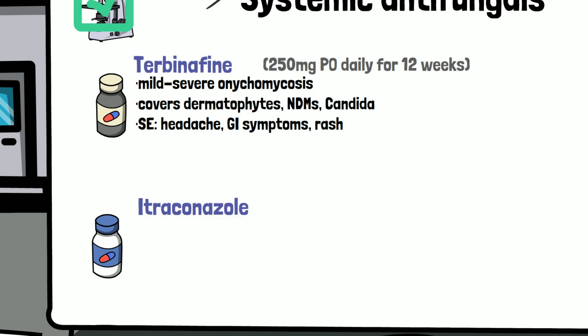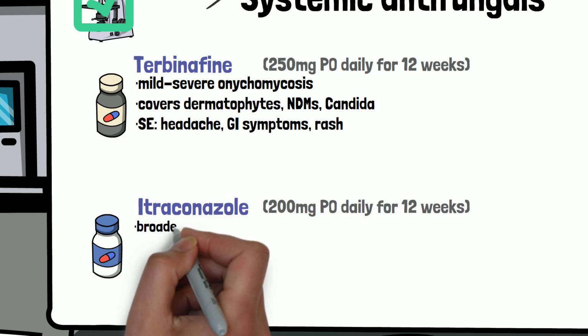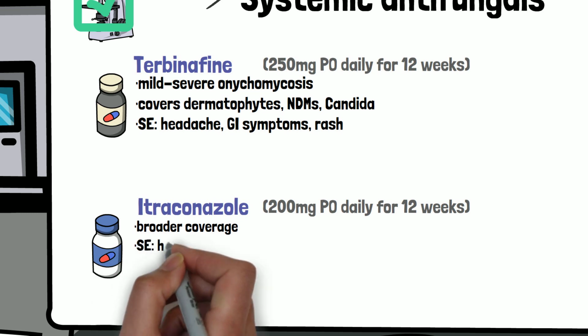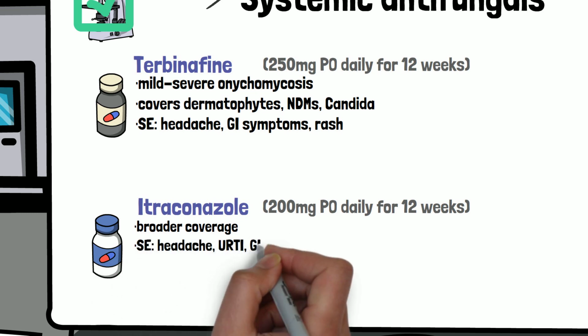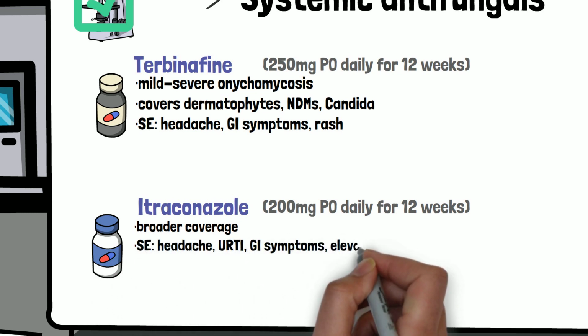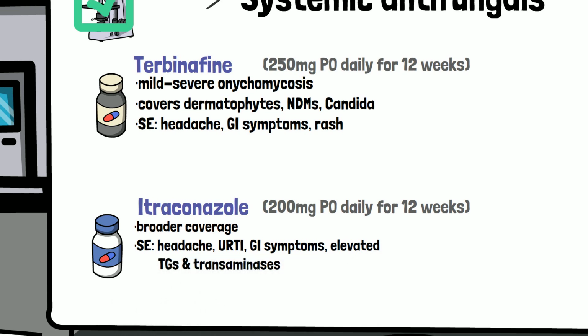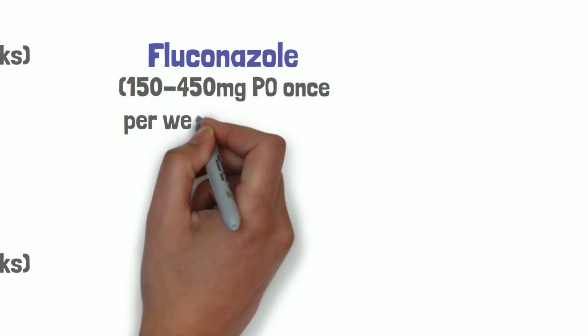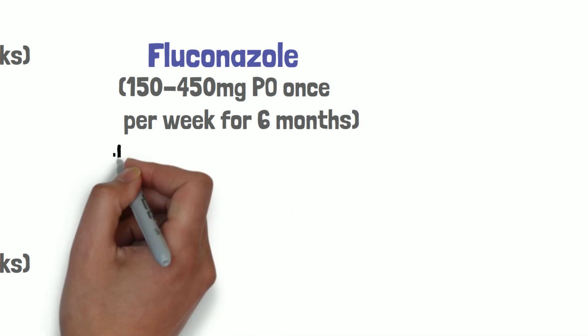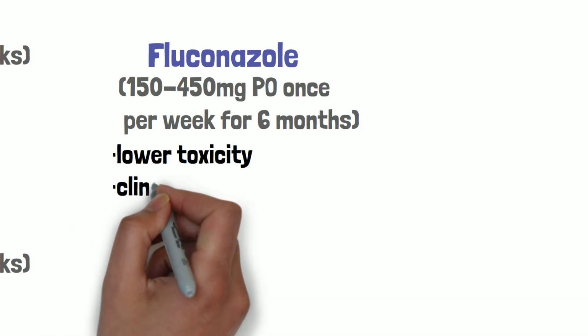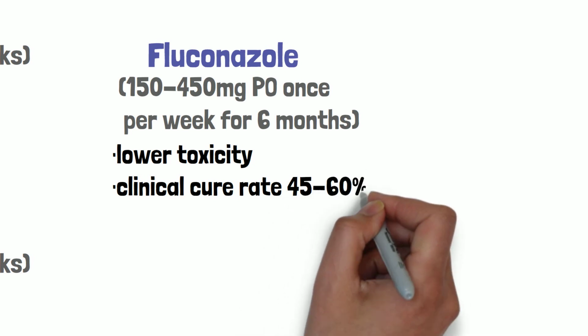Itraconazole is also commonly used with broader coverage compared to terbinafine. Side effects include headache, upper respiratory tract infection, GI symptoms, elevated triglycerides, and transaminases. Another well-studied regimen with lower risk of toxicity is fluconazole once weekly for 6 months. The rate of clinical cure is about 45 to 60% with several months of treatment.